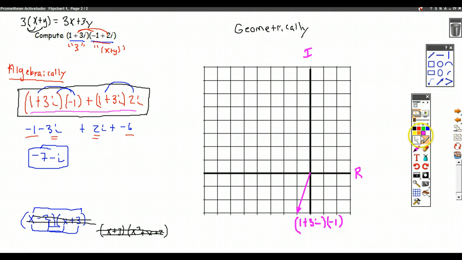Now let's go over to the 1 plus 3i times 2i. So first of all, it's 1 plus 3i times this 2. So what does this 2 do? The 2 here is going to double the length of 1 plus 3i. And then this i, we know, is going to rotate it 90 degrees counterclockwise.